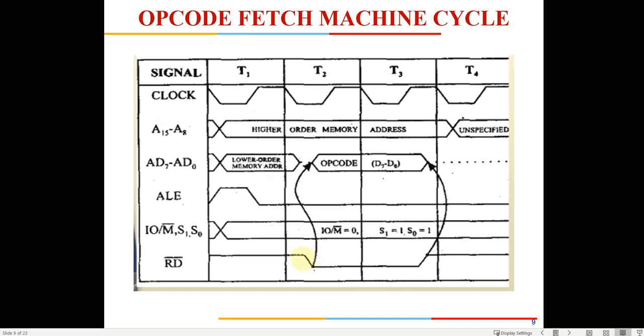Now when the read signal goes low, the data from the memory will be placed onto the data lines. And then in the third cycle we skip that cycle, and in the fourth cycle we allow the data to be read into the microprocessor. Okay, so it takes a total of 4 cycles.